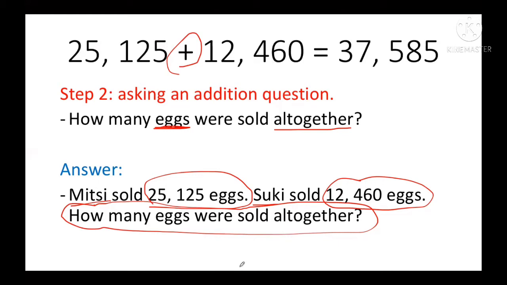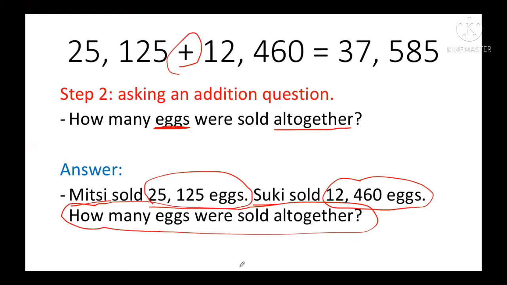So Mitzi sold 25,125 eggs. Suki sold 12,460 eggs. So how many eggs were sold altogether? All right? Okay, good job. How about the second one?